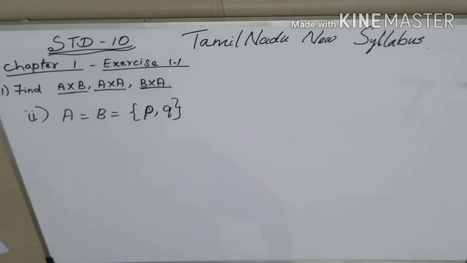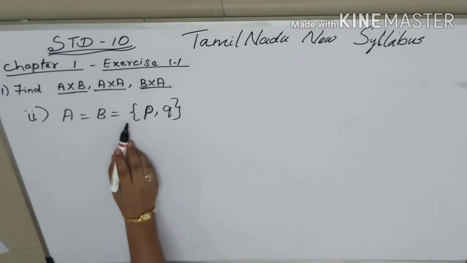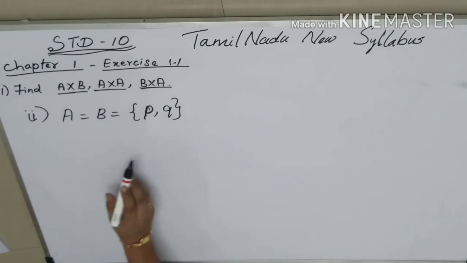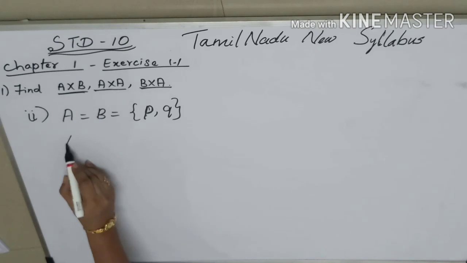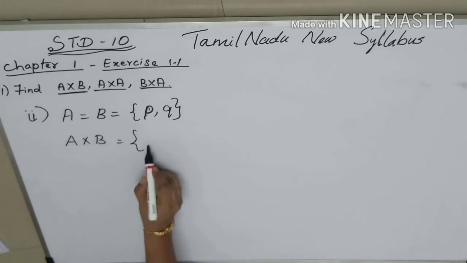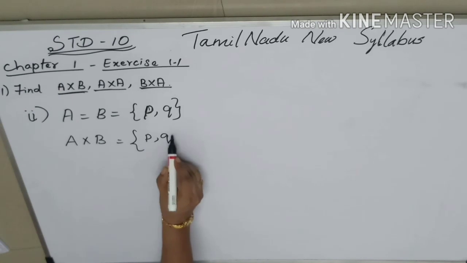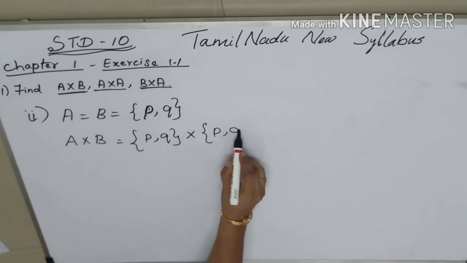Standard 10th, chapter 1, exercise 1.1. First question, find A cross B, A cross A, B cross A. And that your second subdivision, A is equal to B, that is equal to {p, q}. So what you will have to find is, first is A cross B. So A cross B is equal to A, which is nothing but your {p, q}, cross again B is also {p, q}.